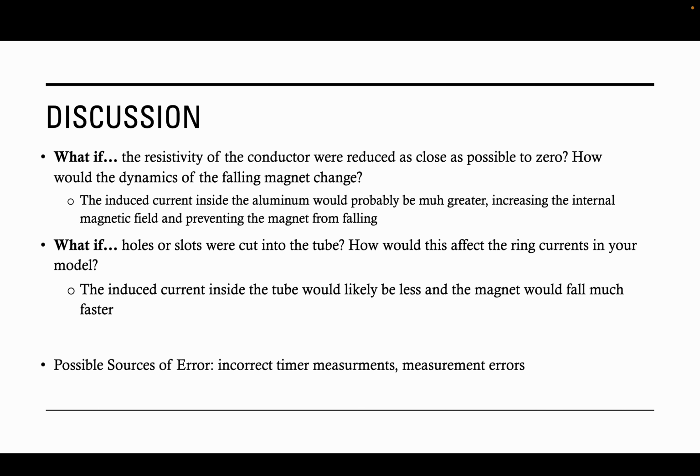Alright, so what if the resistivity of the conductor were reduced as close as possible to 0, and how would the dynamics of the falling magnet change? If this were to happen, the induced current inside the aluminum would probably be much greater, increasing the internal magnetic field and preventing the magnet from falling. And if holes or slots were cut into the tube, this would affect the ring currents in the model. The induced current inside the tube would likely be less, and the magnet would probably fall much faster. Possible sources of error in this lab were incorrect time measurements or just general measurement errors.